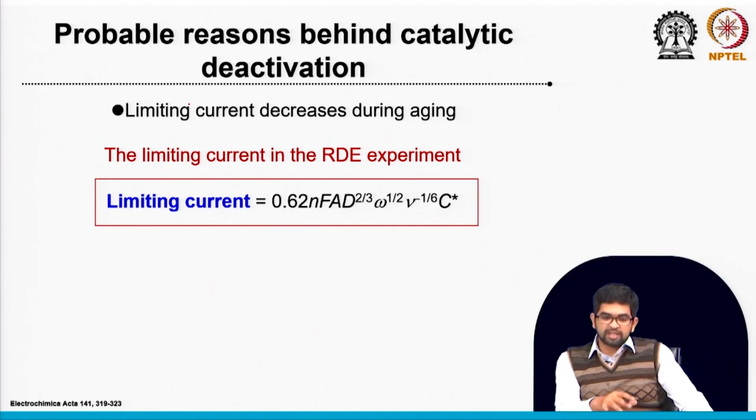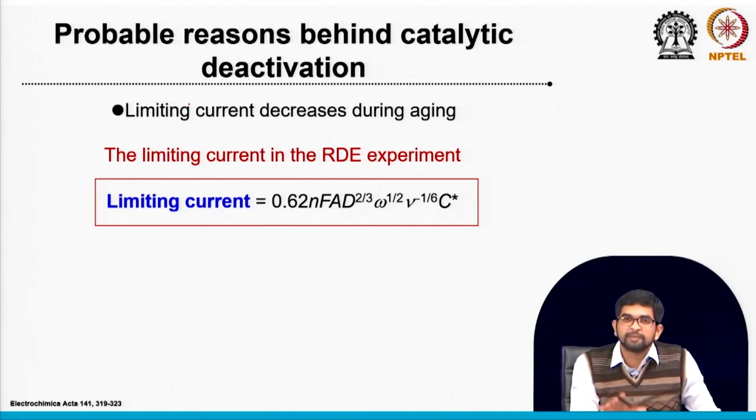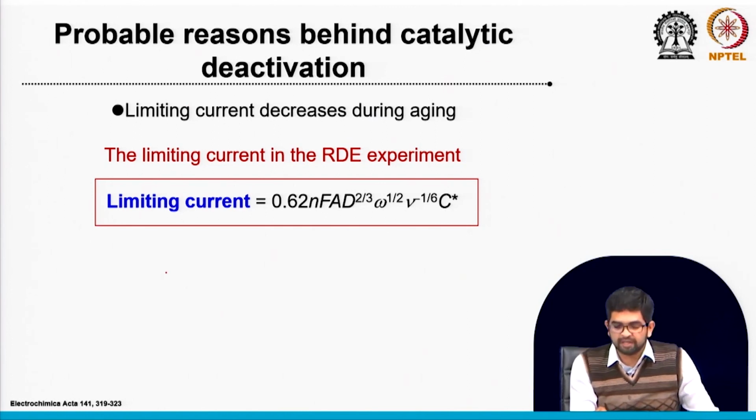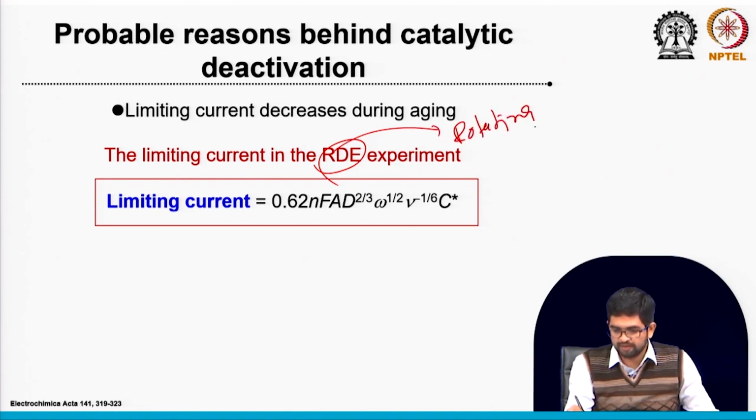So let me tell you the probable reason again for the platinum case. Actually, all these studies have been done with the rotating disc electrode. Why do we use the RDE, the rotating disc electrode?